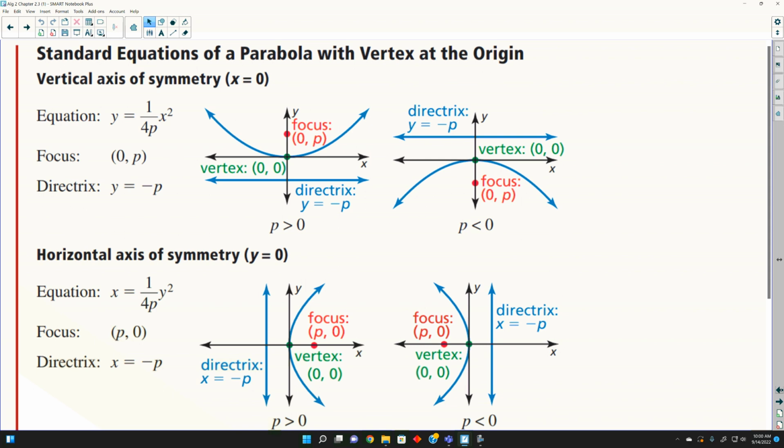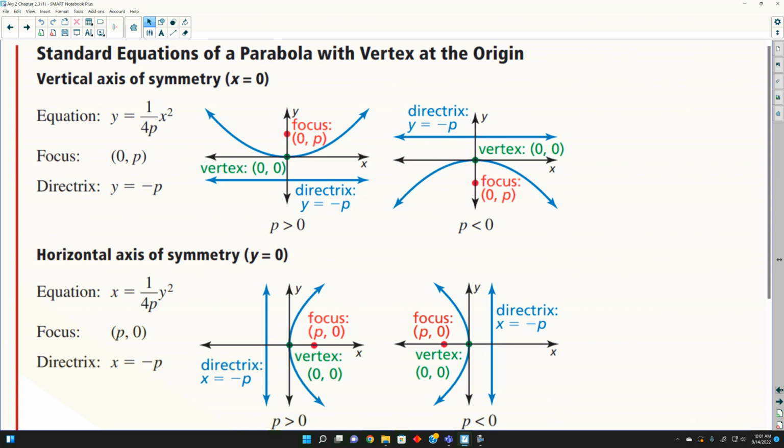Now the other equation we had was x is equal to 1 over 4p y squared, where the focus is the point (p, 0). Our directrix is the equation x is equal to negative p. And our axis of symmetry is y is equal to 0.